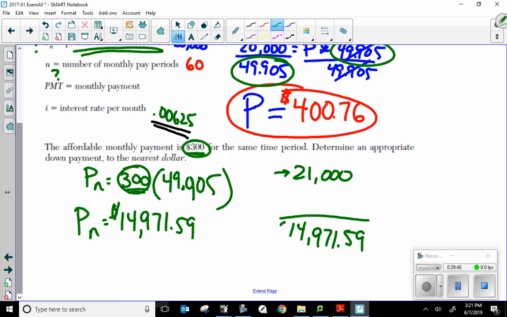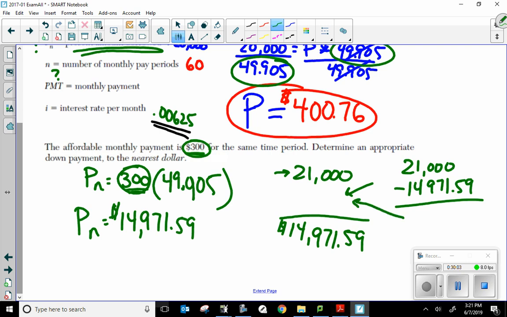$14,971.59. So what number goes here? This is what they're asking for. So take your $21,000 and subtract $14,971.59. Whatever difference that is, that's the money you need to put down on the car, all right?